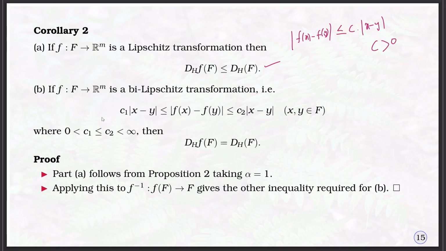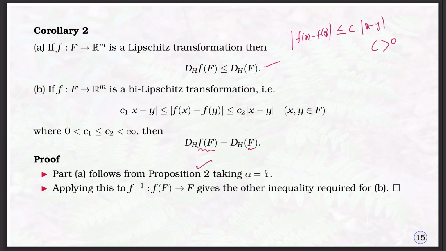If f is a bi-Lipschitz transformation from F to R^m, so there exist constants c1, c2 such that c1 times the distance between x and y is less than or equal to the distance between f(x) and f(y), which is less than or equal to c2 times the distance between x and y, where c1 is less than or equal to c2, both positive real constants. Then the dimensions of f(F) and F are equal. That means the Hausdorff dimension is preserved by the bi-Lipschitz transformation. Both properties we can prove in Proposition 1.